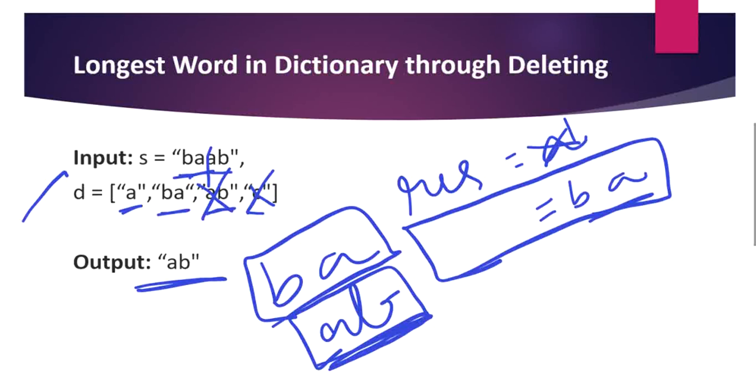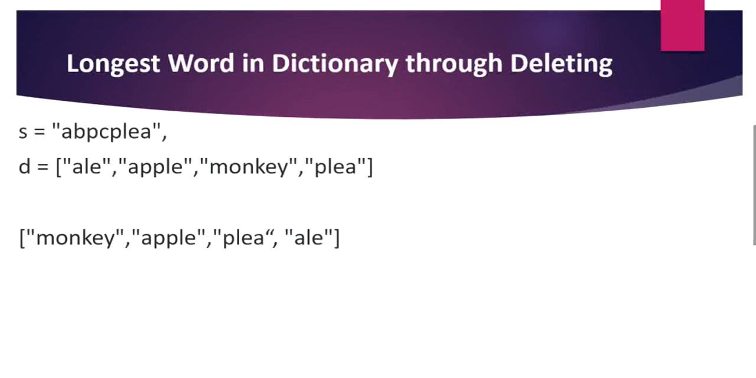So to reduce the time complexity, I sorted the list from longest to smallest string. So here I sorted my given list d from longest to smallest because we need to return the longest string that can be formed from the given string s. So the first word from the list that satisfies our criteria, that is, that can be formed from the string, is our output. We don't have to check the other strings at all because we need to return the longest.